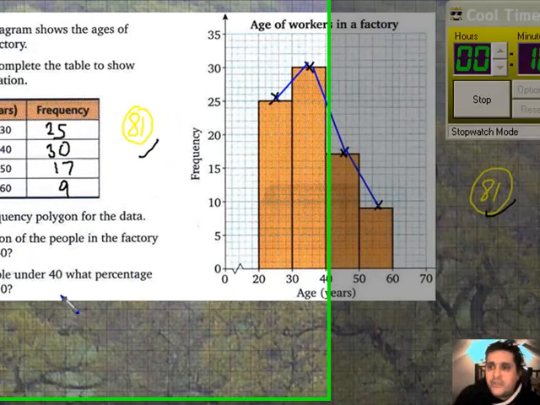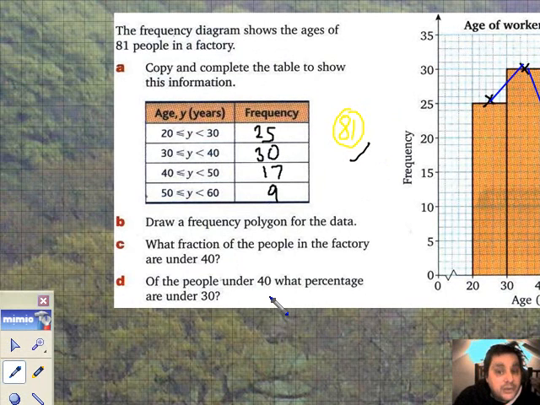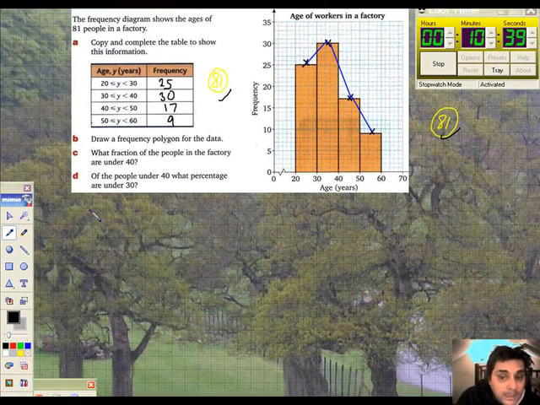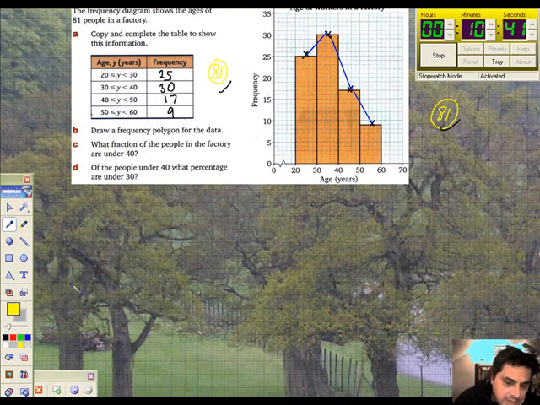Right, what fraction of the people in the factory were under 40? Under 40, well look, 20s to 30s, 30s to 40s, but if you look very carefully, that says less than 40. Therefore, these 30 and these 25 were under 40. Just hit the yellow again.